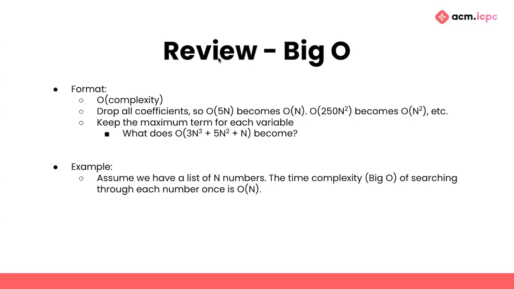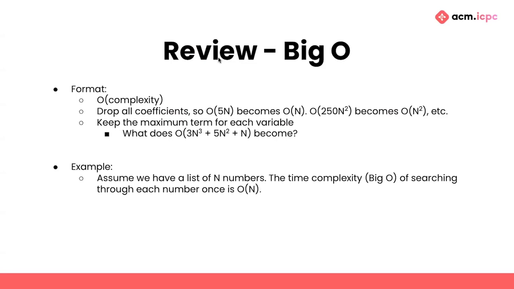The format is O of complexity. Whenever you're writing big O notation, you always want to drop all the coefficients. So 5n becomes n, 250n squared becomes n squared. And if we have a polynomial where there are more terms, you only want to keep the maximal term. So what does 3n cubed plus 5n squared plus n become? N cubed, exactly. We would drop all of the coefficients, and since n cubed is the largest term, we only keep that.